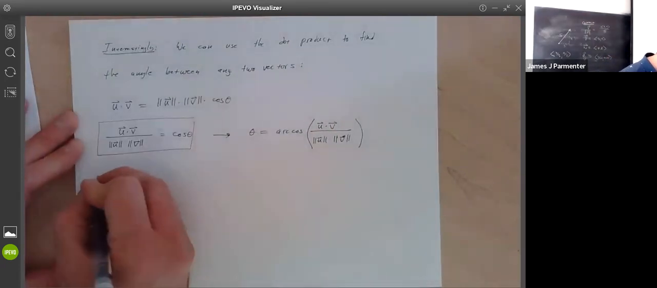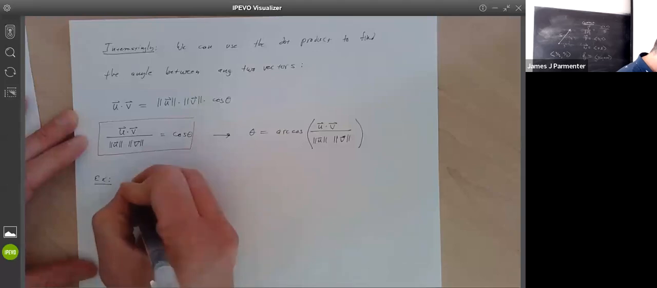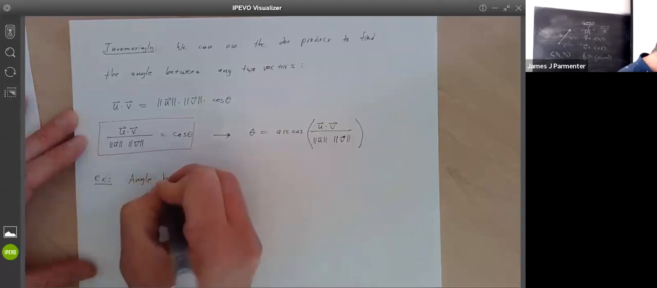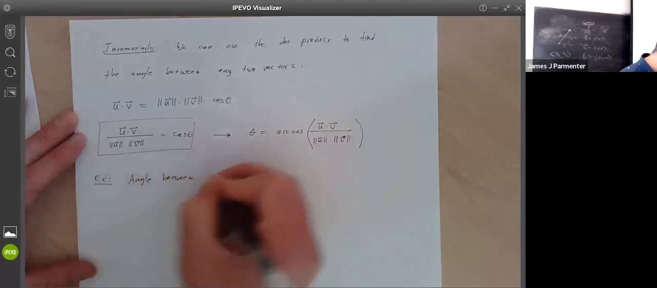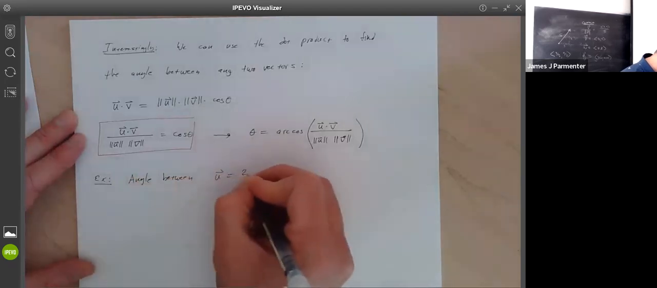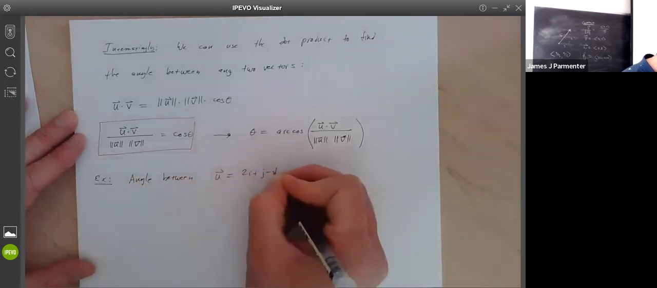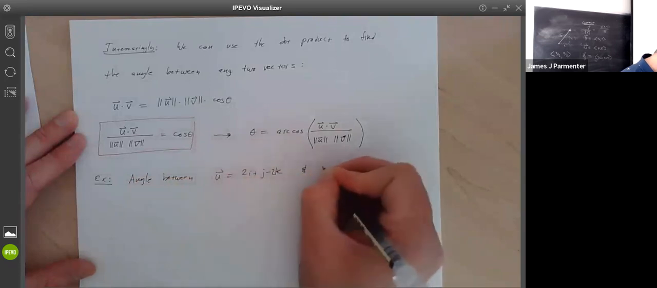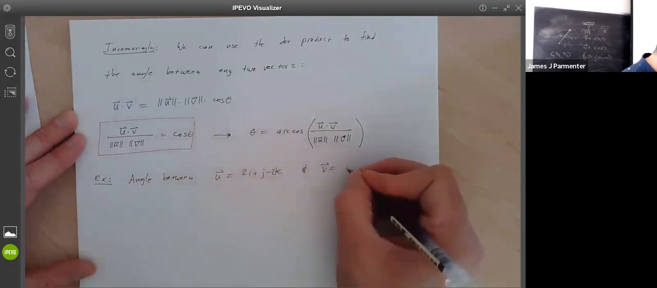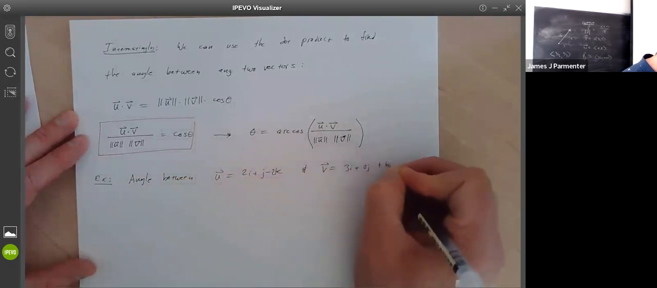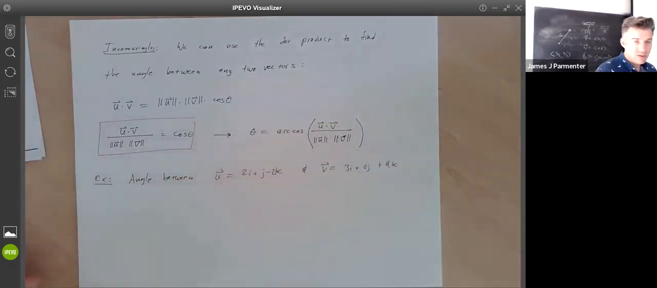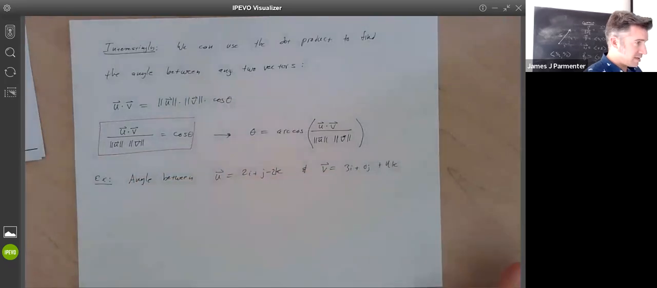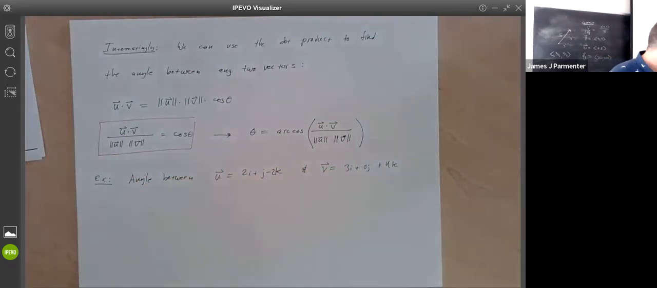So for example, what's the angle between the vectors u equals 2i plus j minus 2k and v equal to 3i plus 0j plus 4k? No need to write the 0j there, right? Like if someone wrote 3i plus 4k, the assumption is the component of j is 0.